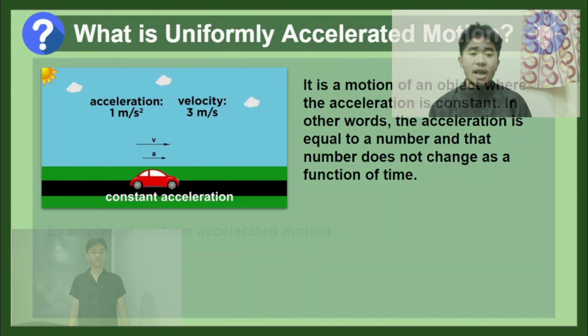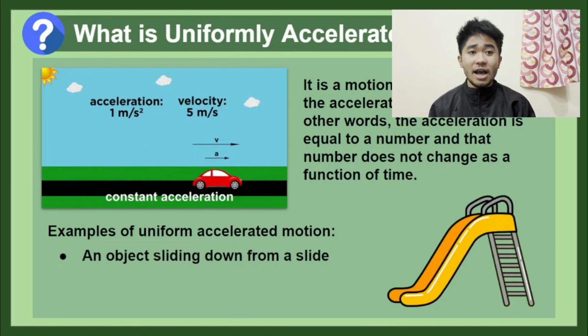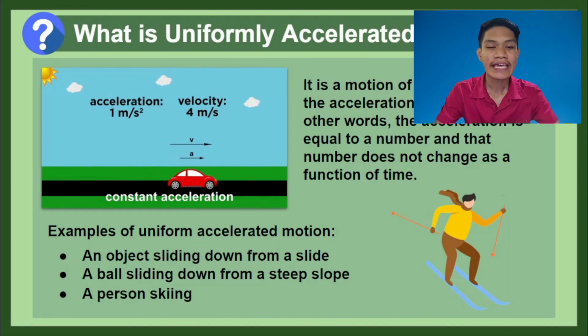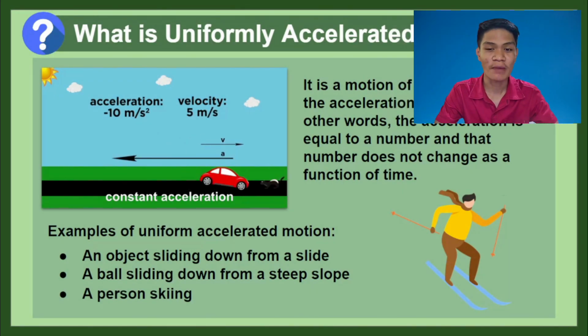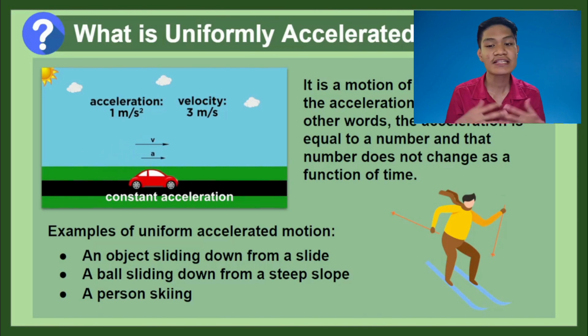In other words, the acceleration is equal to a number and that number does not change as a function of time. Examples of uniformly accelerated motion include: number 1, an object sliding down a slide; number 2, a ball rolling down a steep slope; and a person skiing. But wait! Keep in mind that these examples do not maintain absolute uniformity of acceleration due to the interference of gravity and/or friction.